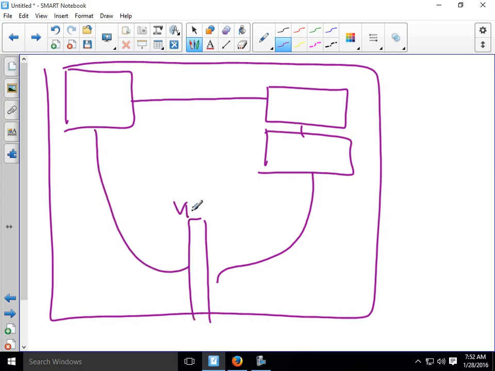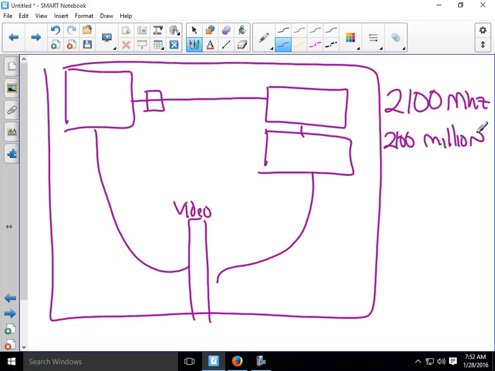This is my video card. In order to write to RAM, the information goes in those packets around the motherboard, and we're going to say it's a 2100 megahertz motherboard. So that's 2100 million cycles per second. So in every second, this packet goes around 2100 million times. It's going pretty fast, okay?